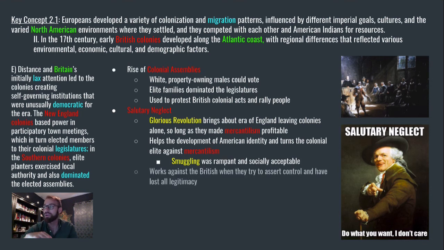Okay, so that's their response, and since there's not much British intrusion at the time, they could get away with it. So, now, salutary neglect was good for Britain, it was good for the colonies, but eventually it works against the British over time, because when Britain comes back in and tries to assert control, being the disciplinarian, the authoritarian, the colonists say, no, we've proven we can do this ourselves, we no longer accept your authority as legitimate.